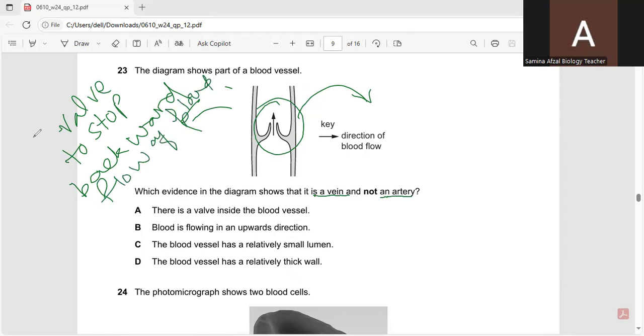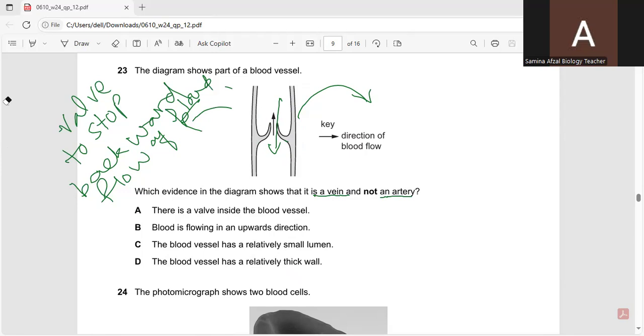So you can see over here, they have shown the direction. When blood goes in this direction, the valve will be open. When the blood tries to flow back in the downward direction, you can see it is not possible. It will become closed. So a valve is present. The presence of this valve confirms that this is a vein.